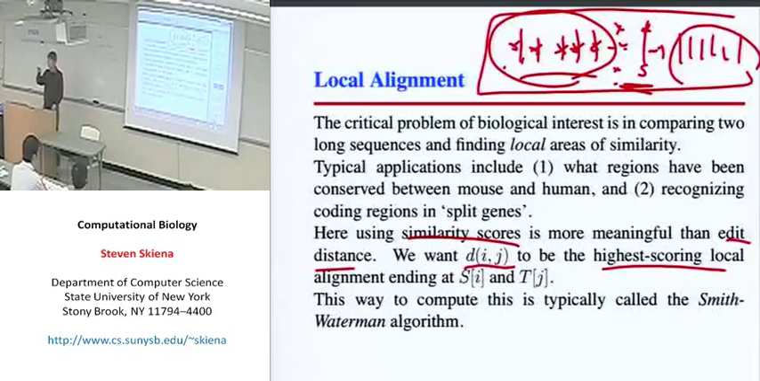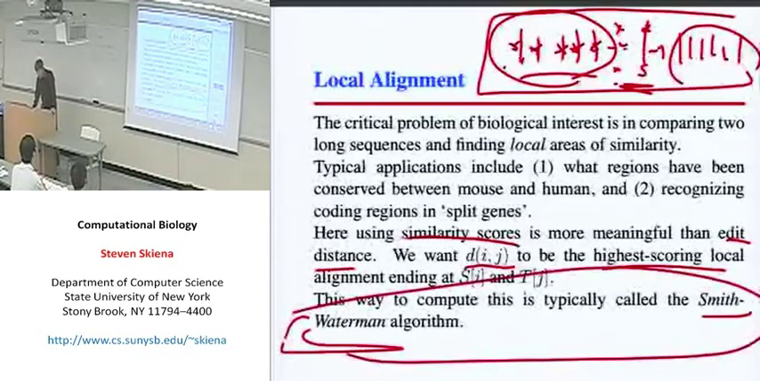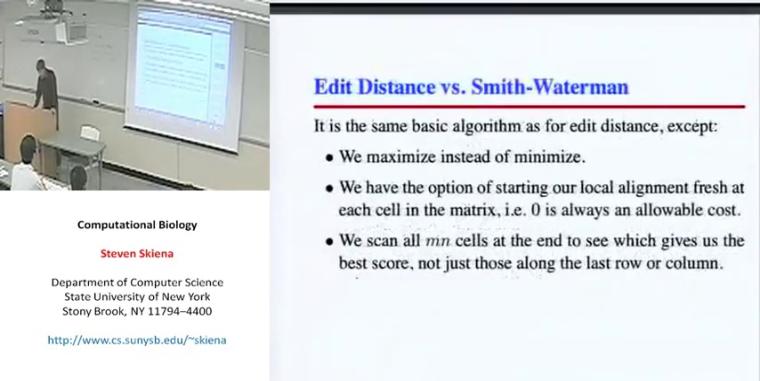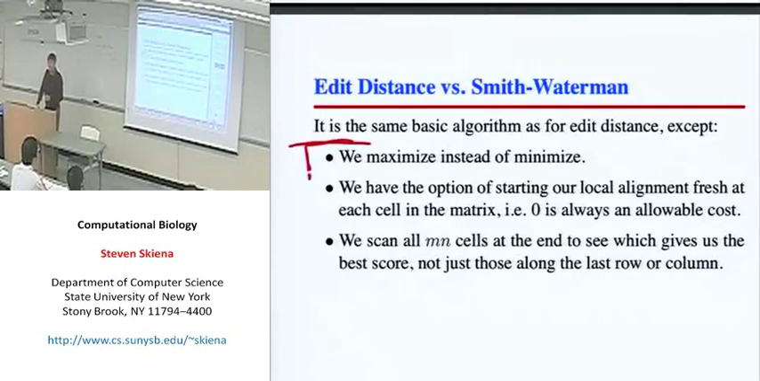Any questions? So the way to compute this is an algorithm called the Smith-Waterman algorithm. This is maybe the most famous algorithm in bioinformatics. What's interesting about it is that it really is just edit distance, except for three little changes. The first is that instead of minimizing over three possible things, because we're minimizing distance, we're maximizing score, right? So bigger is better.